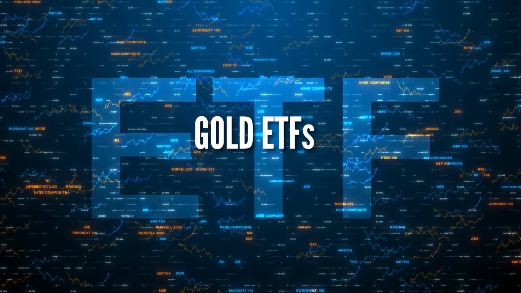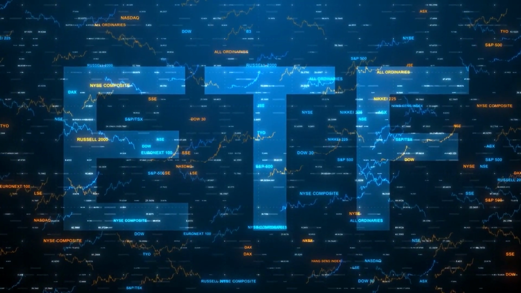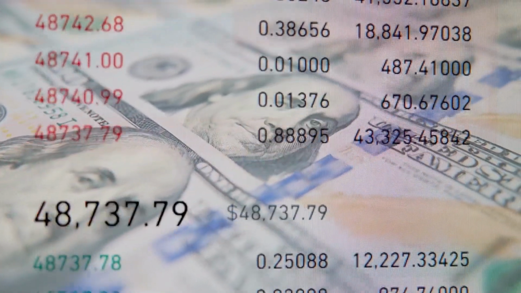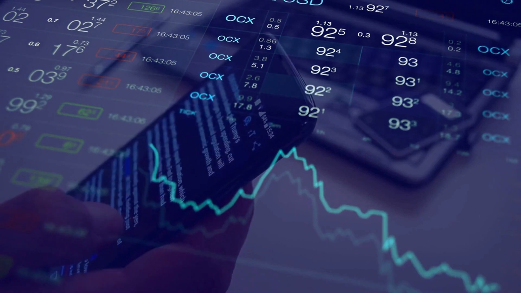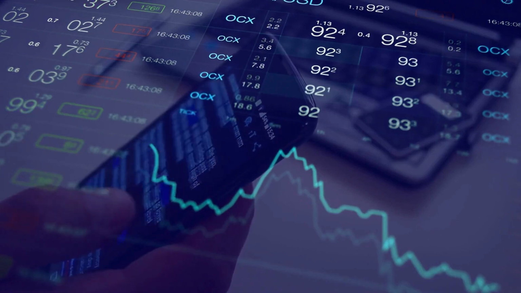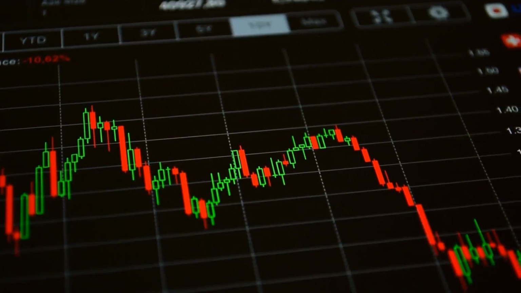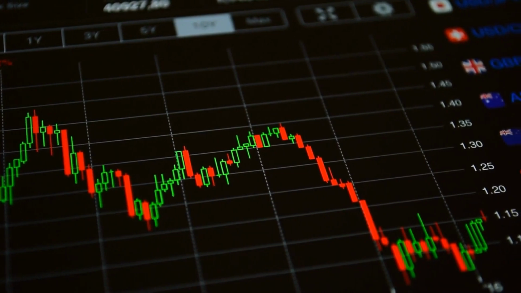2. Gold ETFs. Gold ETFs, or exchange-traded funds, are a popular way of investing in gold. These are mutual funds that invest in physical gold and are traded on the stock exchange. Gold ETFs are a cost-effective and convenient way of investing in gold, providing investors with the benefits of physical gold investment without the need for storage or security concerns. Here's how you can invest in gold ETFs.